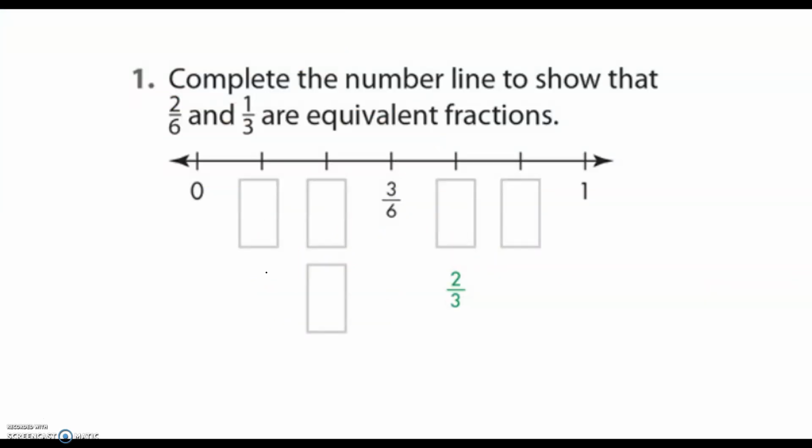Let's take a look at number 1 together. Complete the number line to show that 2/6 and 1/3 are equivalent fractions. So they've already given us 3/6. We have 0 over here and 1 over here. I know next to 3 is 2. And then 1/6. And then after 3 is 4/6. And 5/6. And of course 6 over 6 means all the pieces, and it's 1 whole.